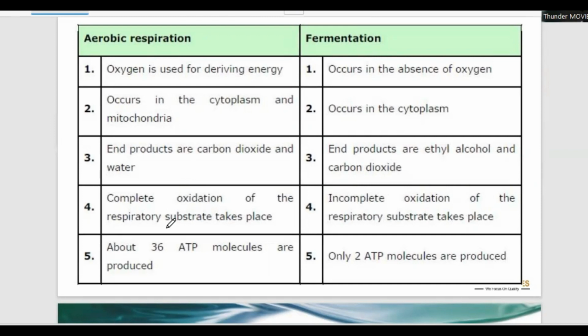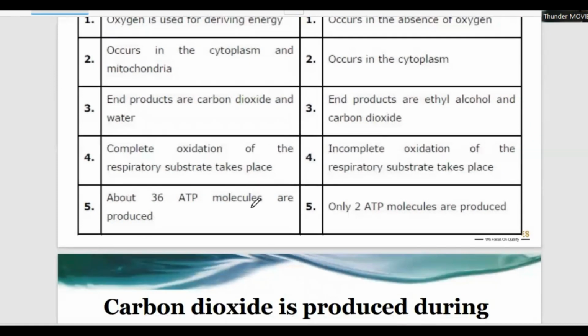Then the other side is oxidation of the respiratory substance. There is complete oxidation of these substances we use. Here, there is incomplete oxidation. Why? Because oxygen is not there. Then you produce 36 ATPs. Here, you only produce 2. Imagine. So it means that anaerobic respiration is very, very important.